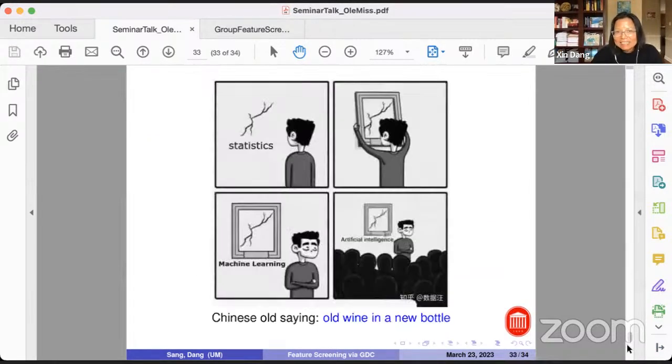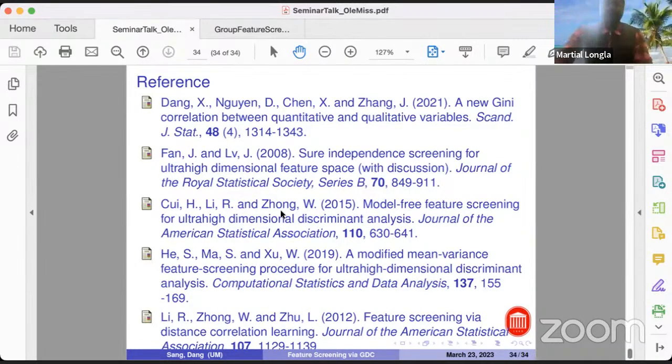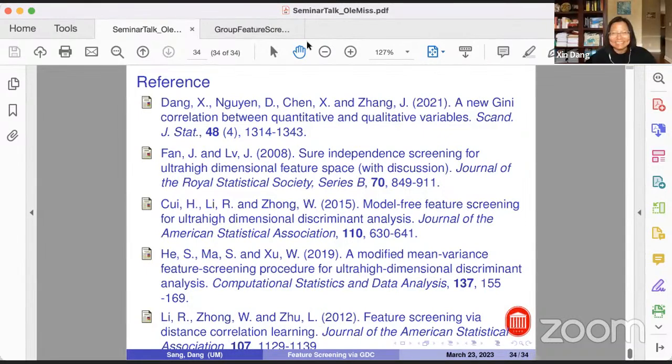Next, what I want to say is that artificial intelligence is a very hot topic right now, but the core material is statistics. As the old Chinese saying goes, old wine in a new bottle, but we need to name those new bottles. It's really important. Next one is the references. Okay, I'm done. Questions? Thank you.